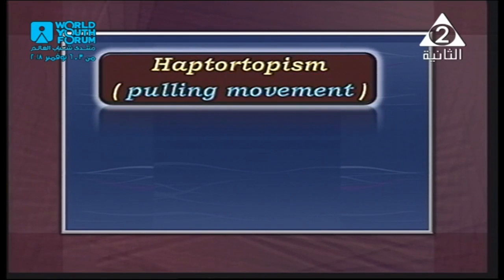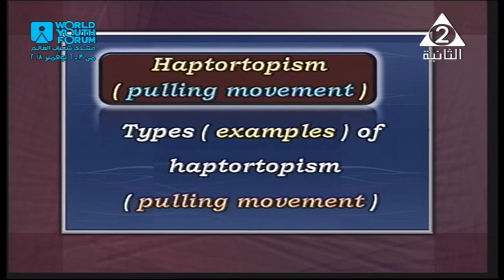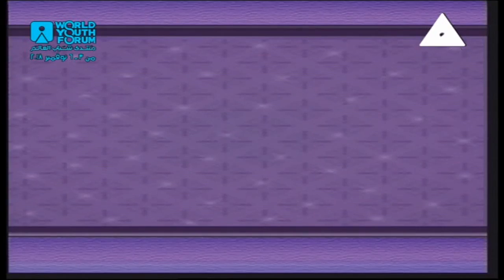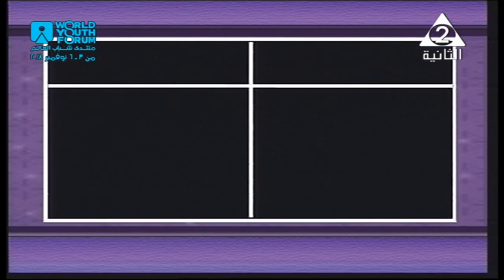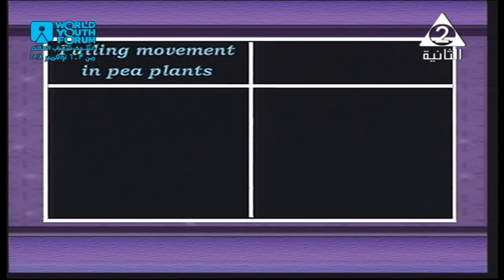Well, the pulling movement or haptotropism. We have two examples, okay? One of them by tendrils and the other by pulling roots. Again, one of them by tendrils, and the other type by roots. The first one, pulling movement. We have two examples here. They are very important.